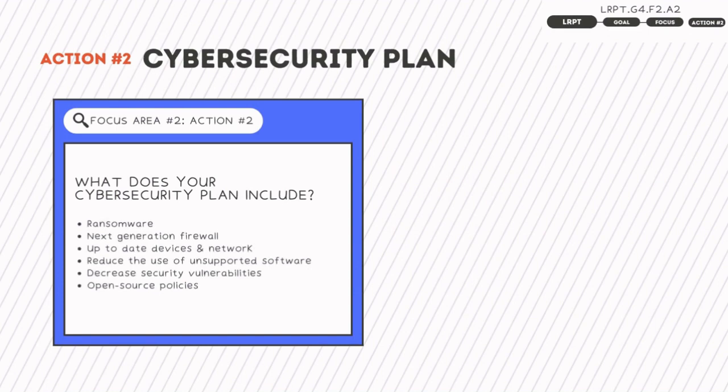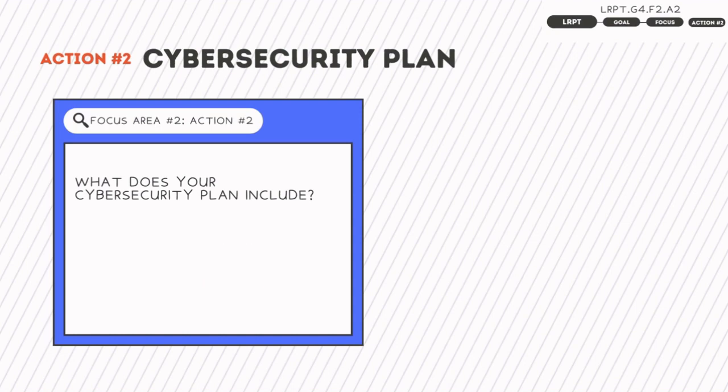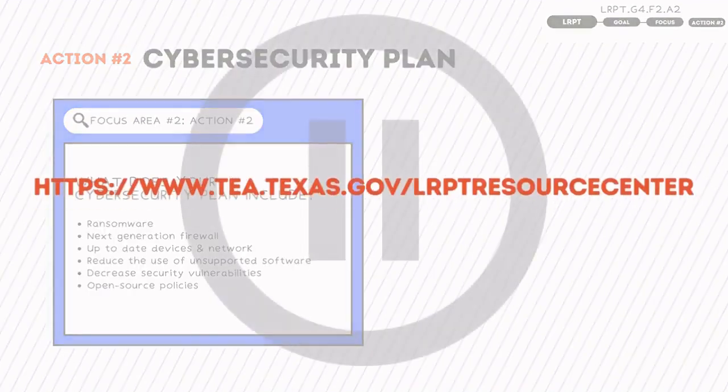Assessing your cybersecurity plan should also include ensuring there are standards to address the following: ransomware, next-generation firewall, keeping devices and networks up to date, reducing the use of unsupported software, decreasing overall security vulnerabilities, restrictions for open source or free software on school-issued devices. Pause the video here and use your workbook to note what is included in your cybersecurity plan and what you are missing.